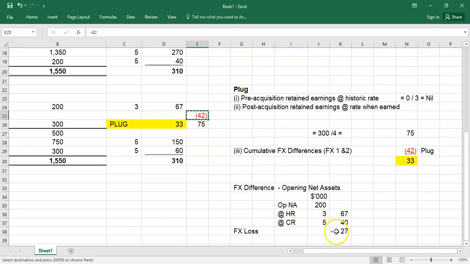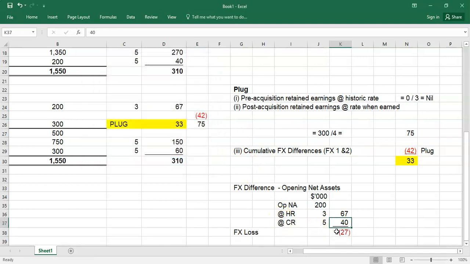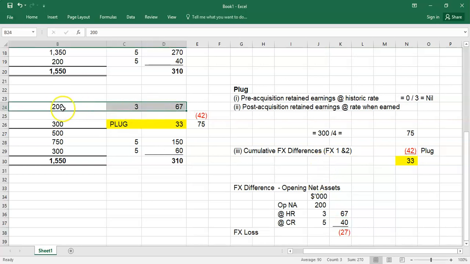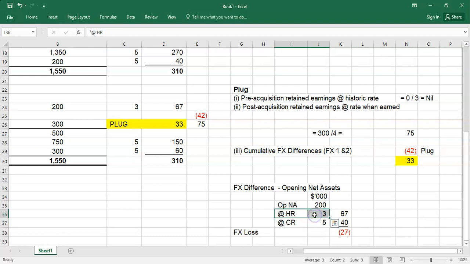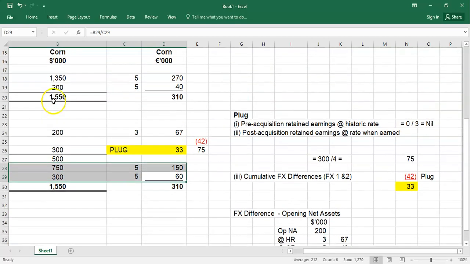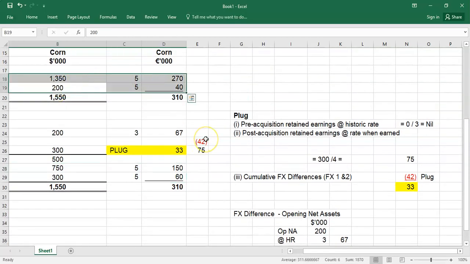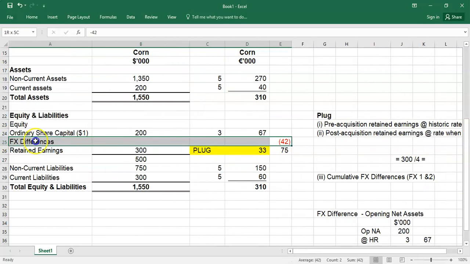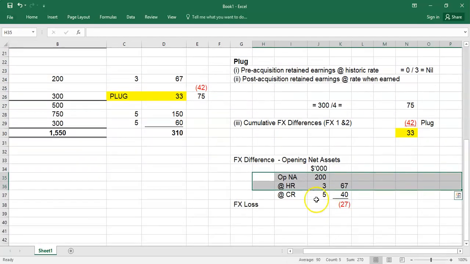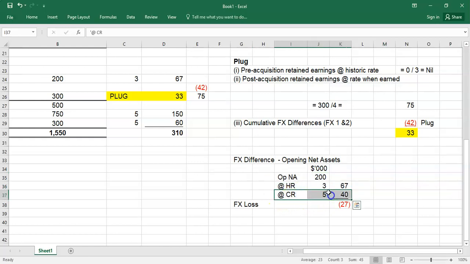So that's important that you understand that, and that takes a bit of time. The rules under IAS 21 say when you're converting particular line items, particularly opening net assets, we've no retained earnings, we just have the share capital, you have to convert that at the historic rate, which happens to be here the 1st of January. But if everything else in the statement of financial position is converted at the closing rate, there's going to be a difference there. And that difference is going to be part of that plug figure. So because you're changing now at 5 instead of 3, you're going to have an FX loss to balance things up of 27. So that is FX difference 1.